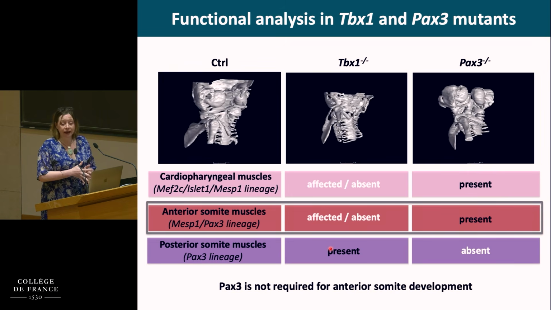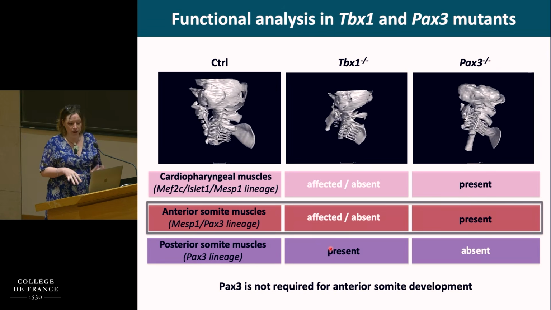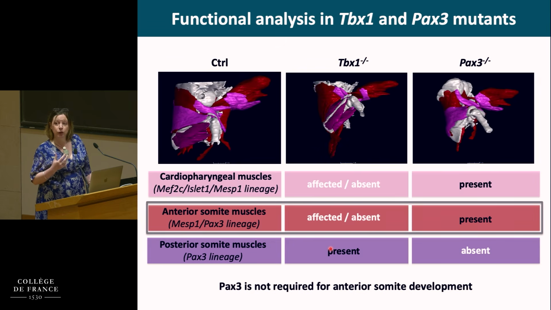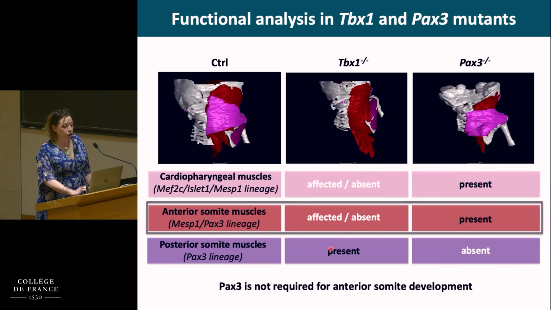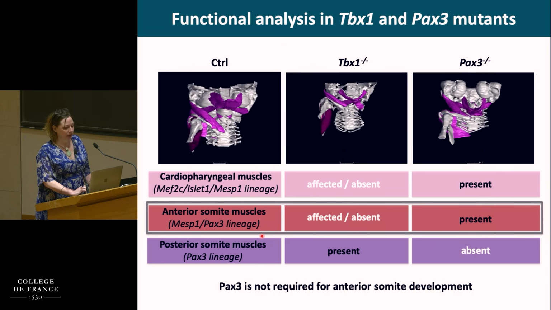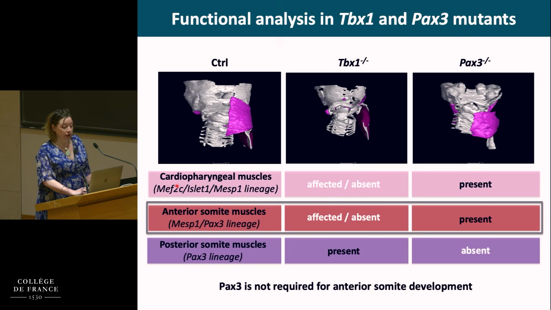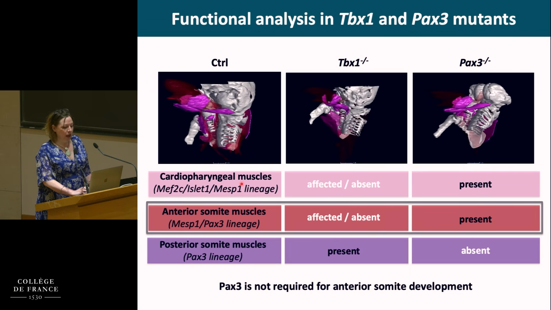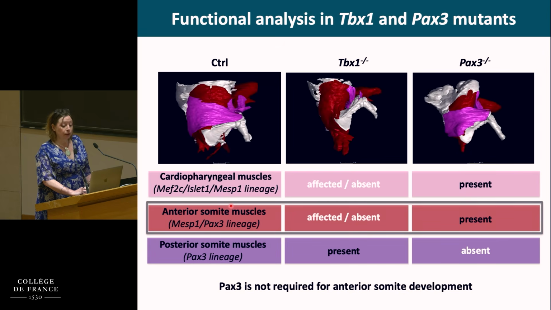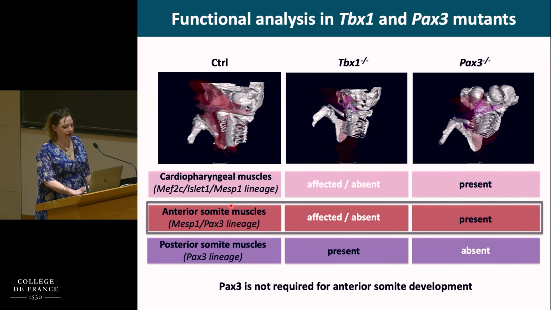So we analyzed TBX1 and PAC3 mutants by classical histological analysis, but also by tomography for 3D reconstructions of the neck musculoskeletal system to access the complex neck anatomy. Here, we discriminated the neck muscles derived from the cardiopharyngeal mesoderm in pink, the neck muscles derived from anterior somites in red, and pectoral muscles originating from more posterior somites in violet.